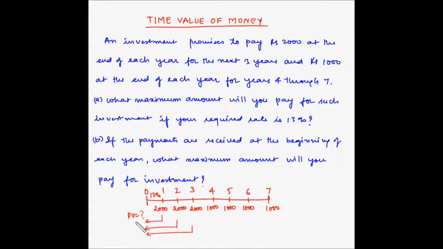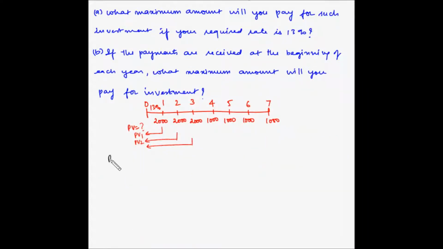So this present value will be the present value of each of these individual cash flows and so on. Now let's say this first one is PV1. So this PV1 at 13% will become 2000 rupees at the end of first year. PV2 will become 2000 rupees at the end of second year at 13% per annum, and so on. So basically PV, that is the total amount, is equal to PV1 plus PV2 plus PV3 plus PV4 plus PV5 plus PV6 plus PV7. Now each of these present values has to be found out in order to find out this total present value.